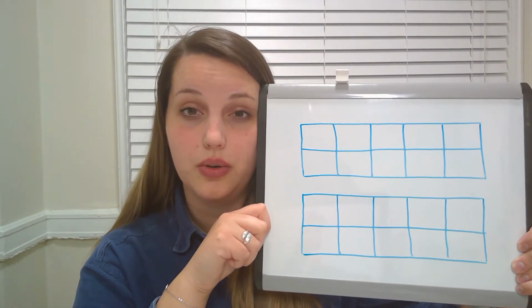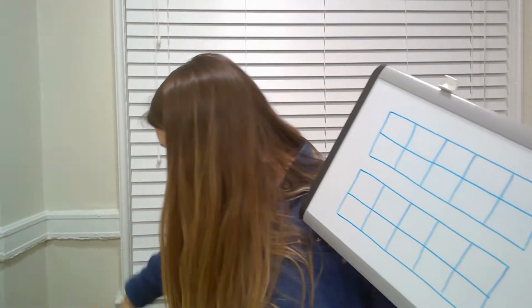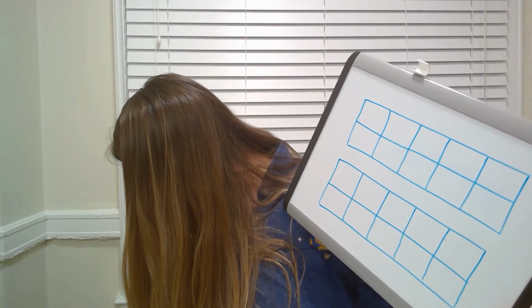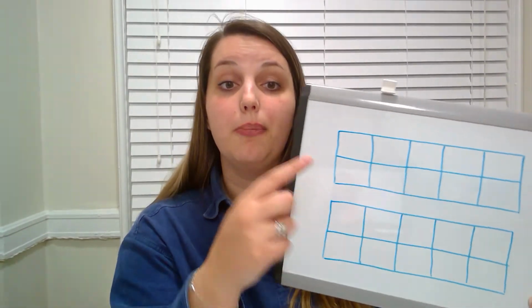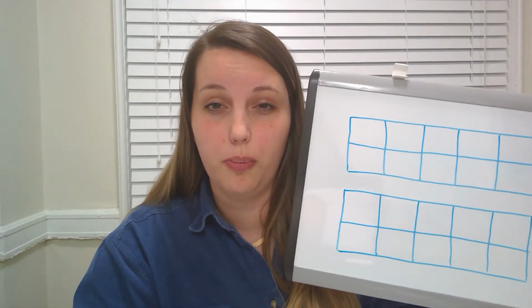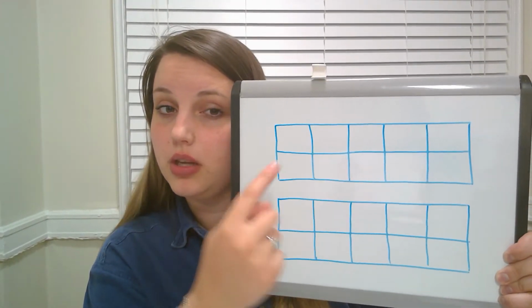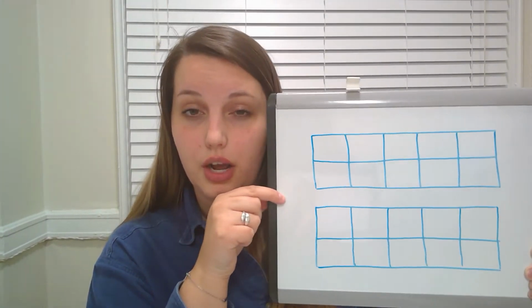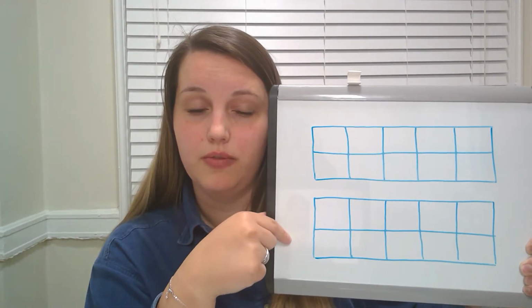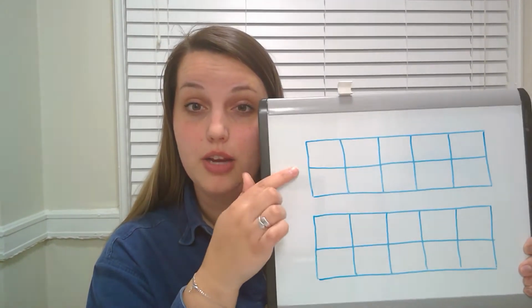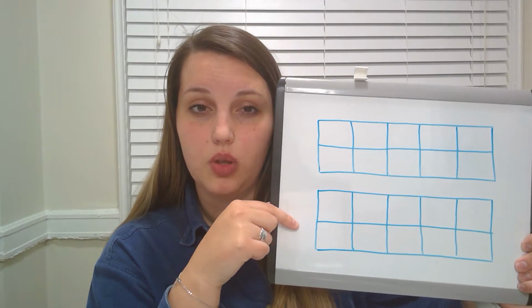Or what you can do is you can get a piece of paper. I don't have a blank piece of paper by me right now, but you could get out a blank piece of paper and draw 2 10 frames on your paper as well. So you have 3 options. You can either point on the screen, get out your whiteboard and draw 2 10 frames, or get out a piece of paper and draw 2 10 frames. Those are your 3 options.